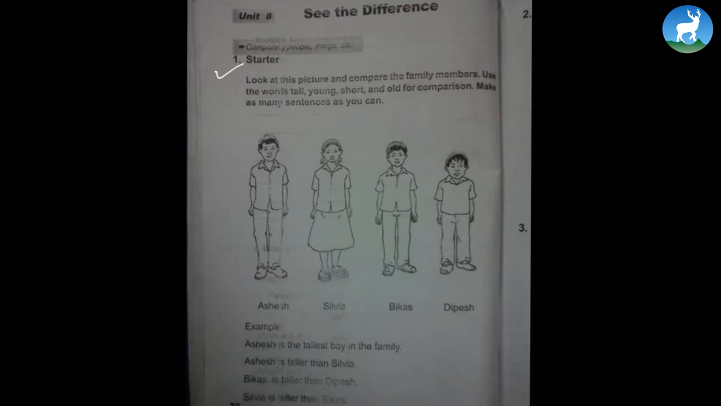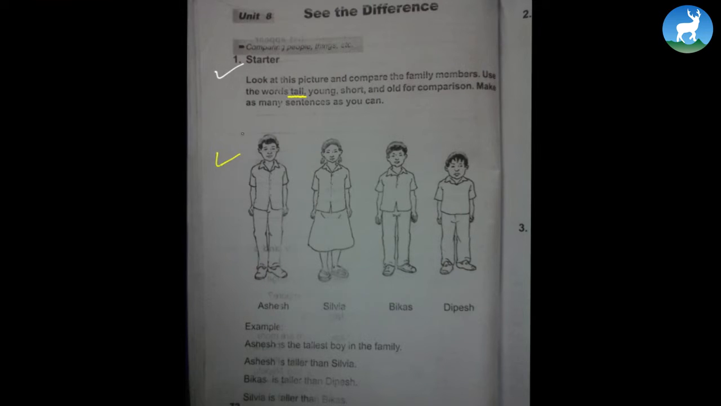Now let's also observe how these words, in the example you can see how tall is used here in various forms, and we will also talk about that after a while. For instance, as we read, Osis is the tallest boy in the family. As we observe the picture, it's all about comparison, and what we can see is Osis is the tallest boy in the family.